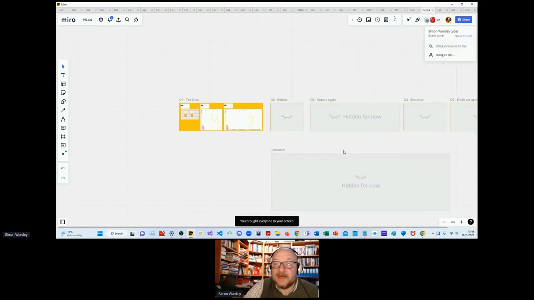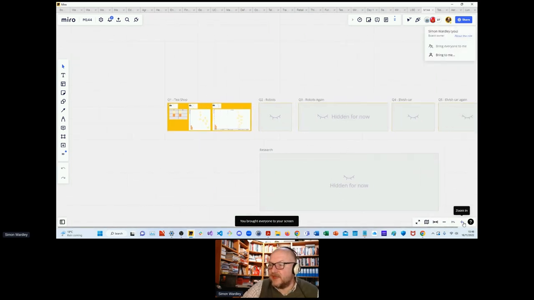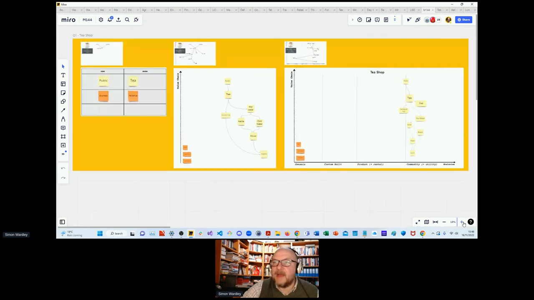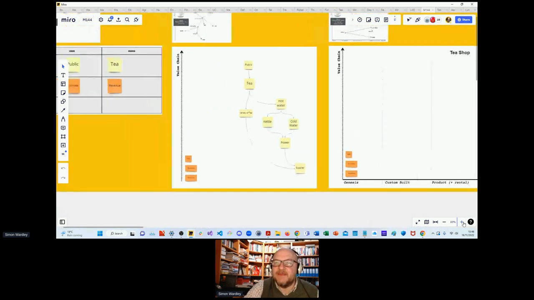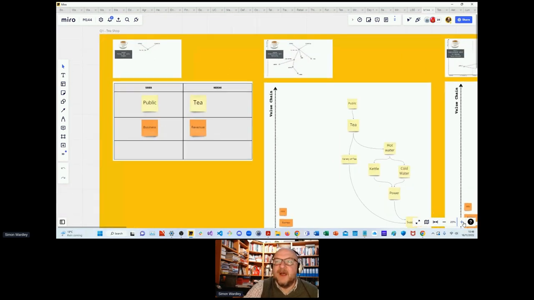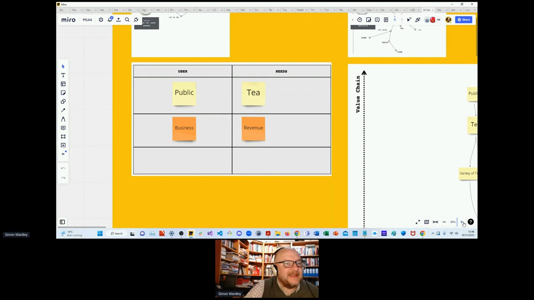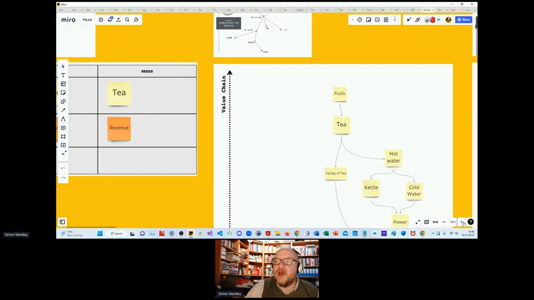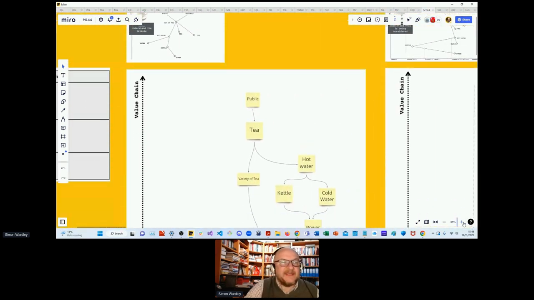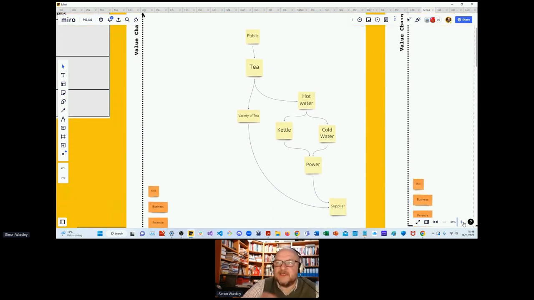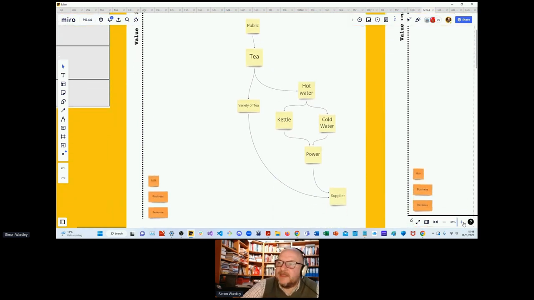The first thing we're going to do is that tea shop example, just to get everybody familiar with the idea of mapping. The way you do it is fairly simple. You talk about who the users are and what their needs are. You might go public, tea, business, its need is to make revenue. Then you start by drawing out a chain. This is a graph. So public needs tea, needs hot water, needs a variety of tea. Hot water needs cold water, kettle needs power.